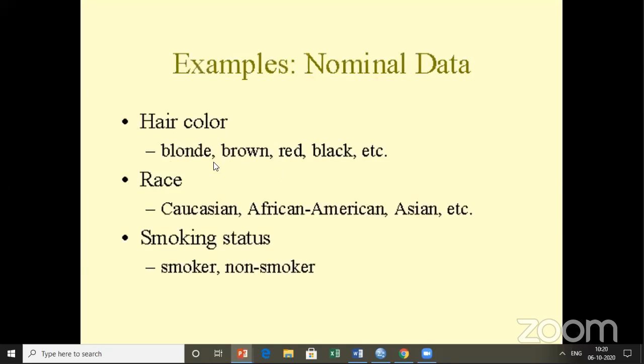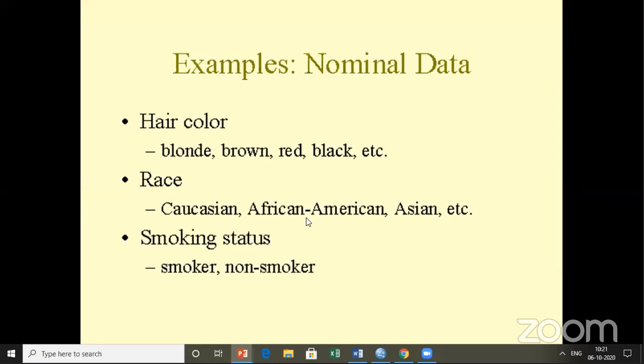Here, once again, blonde, brown, red, and black hair, no preferences here. So I can as well say this is 5, 4, 3, 2, or it could be 1, 2, 3, 4. Anything I can do. Similarly, race also: Caucasian, African American, and Asian. Here also no preference, so it is given as 1, 2, 3 or 3 to 1. Whatever you want, you can do. So this is nominal data.